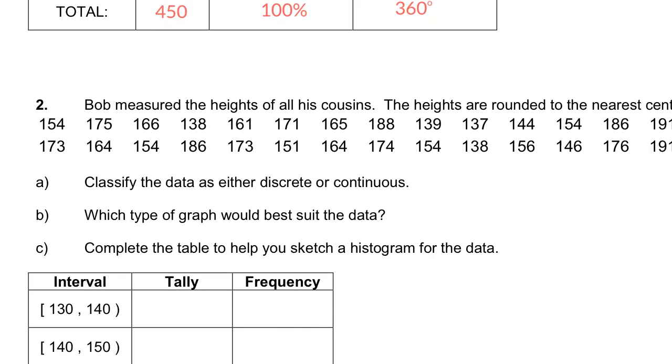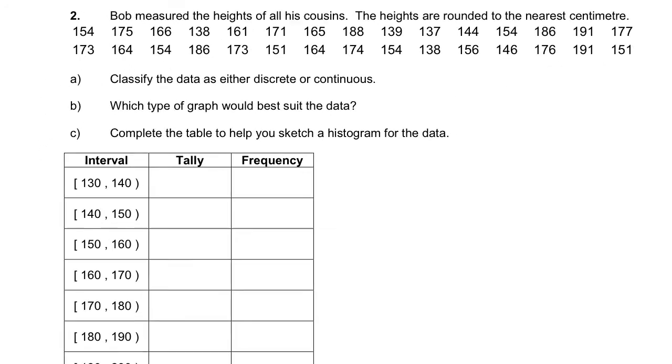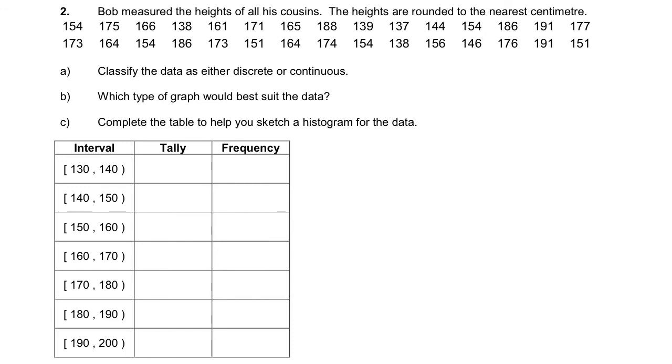The last thing I want to talk about is histograms. So I've got some data here. We're going to make a histogram of this. So Bob measured the heights of all his cousins. So you can see he has a lot of cousins, and he measured the height of each of them. And they've been rounded to the nearest centimeter. So we're measuring heights. Heights are continuous. You can have someone measuring 170 centimeters tall, 171 centimeters tall, and anything in between. So this is continuous data.